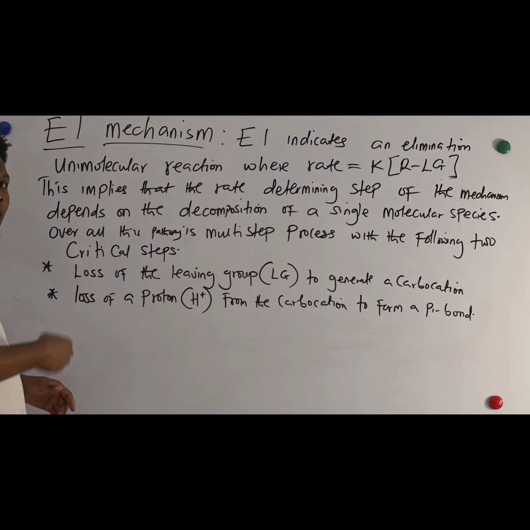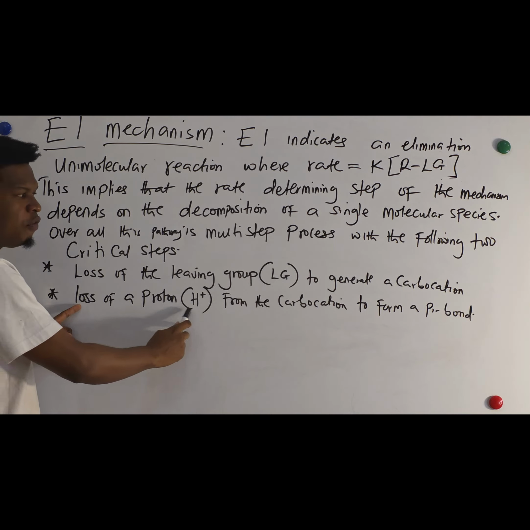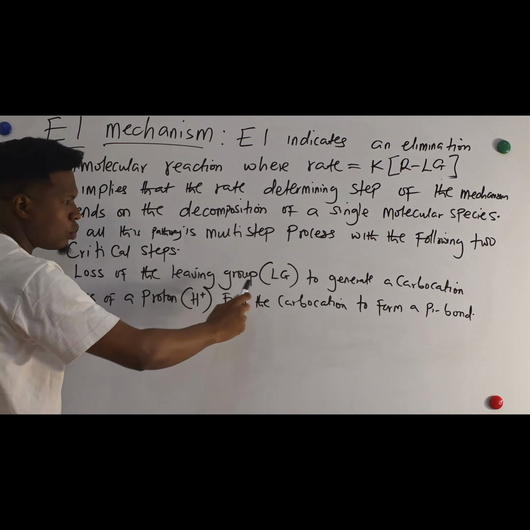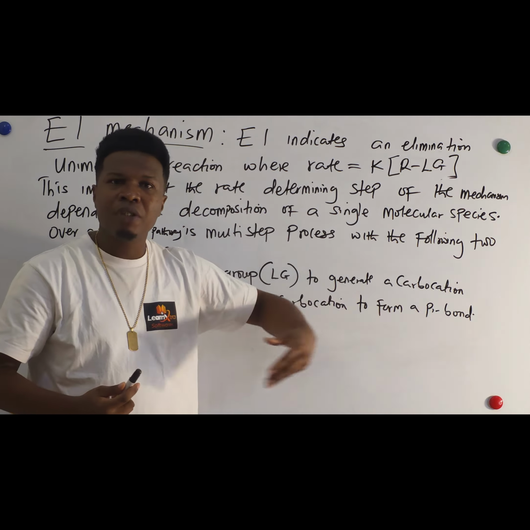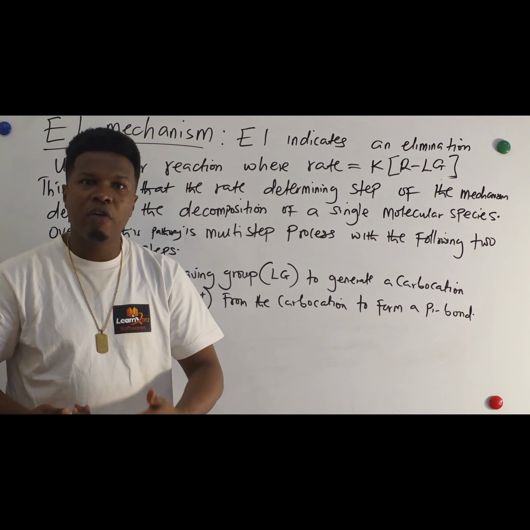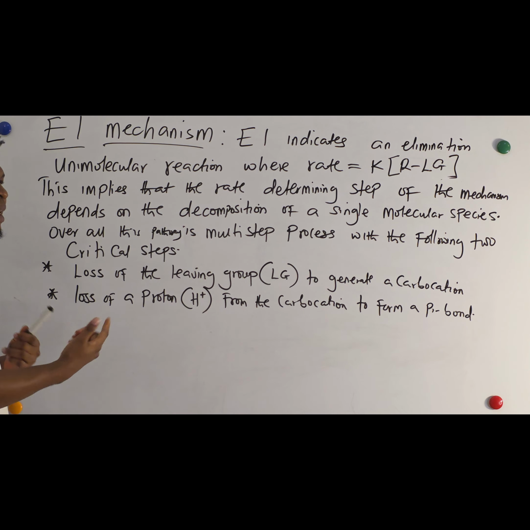The next thing that will happen is the loss of a proton. If the leaving group goes and the proton goes, there will be the formation of a pi bond, a double bond, because most elimination reactions lead to the formation of an alkene, which I told you about. So let's look at an example.